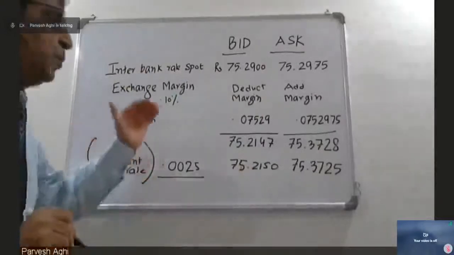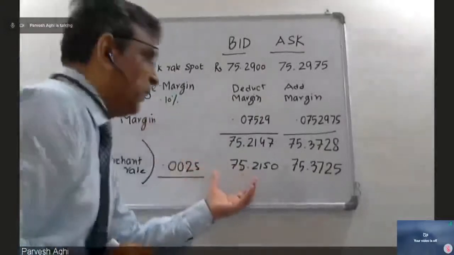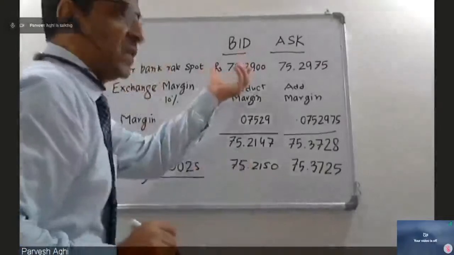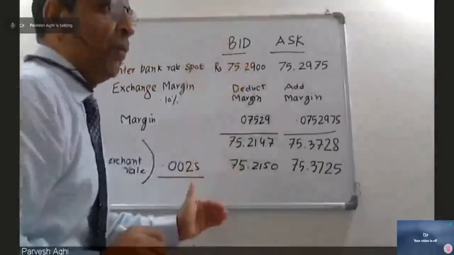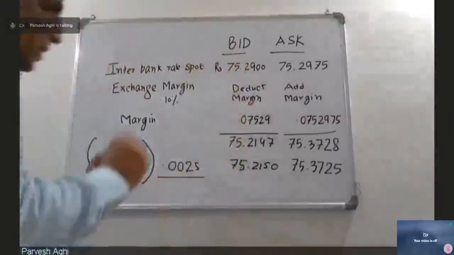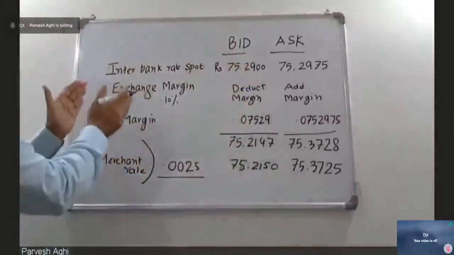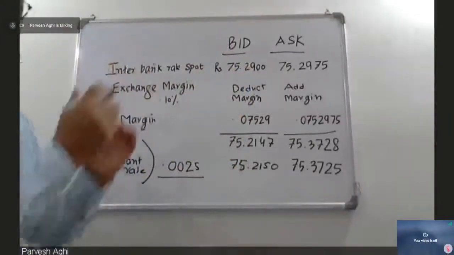Now, this is the merchant rate or the customer rate. Whenever a customer comes, the bank is going to offer this rate to him, not this. This is the wholesale rate. Now, the bank makes profits. So let's understand why we have deducted the margin or added the margin.